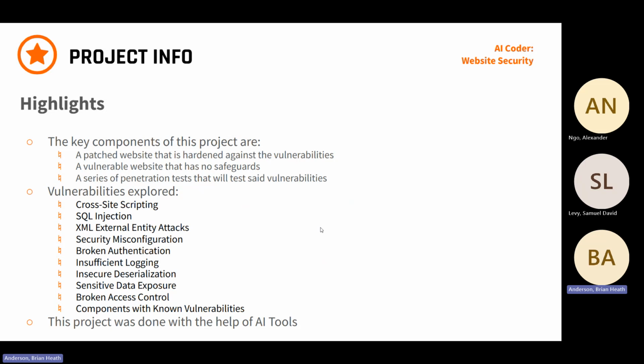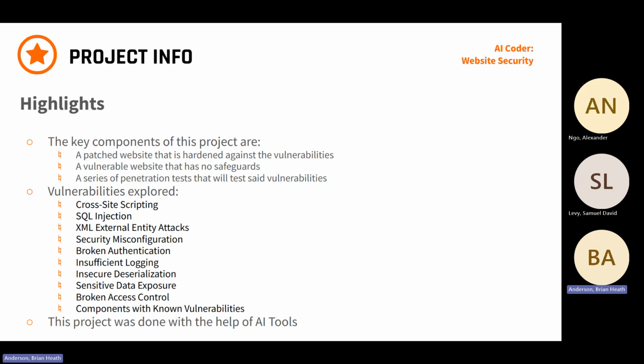Hey, thanks. So the highlights on this: we created a mitigated threat website, so a safe website, and then a vulnerable website, and a series of tests, both automated and manual, that protect against these 10 vulnerabilities. And this project was done with the help of AI tools.